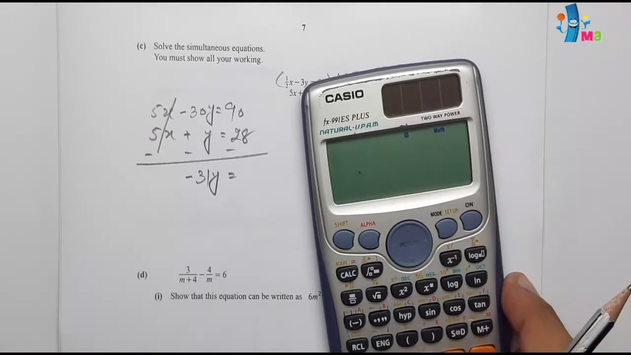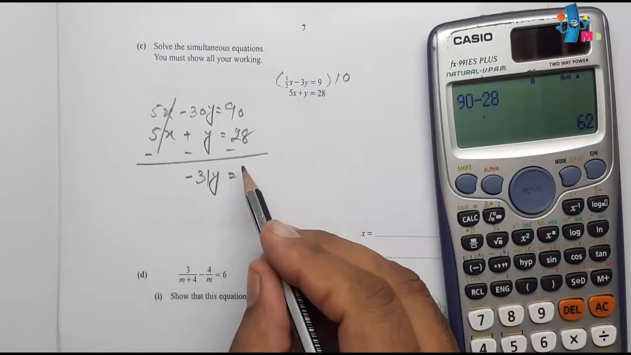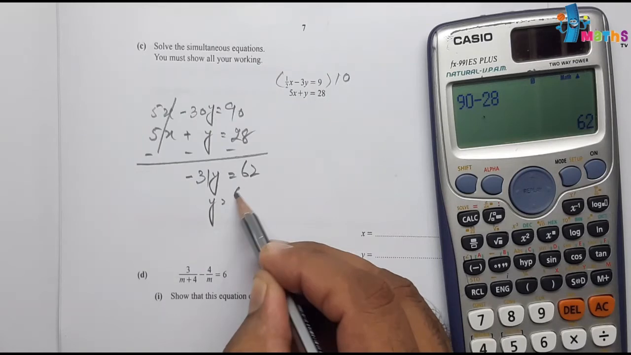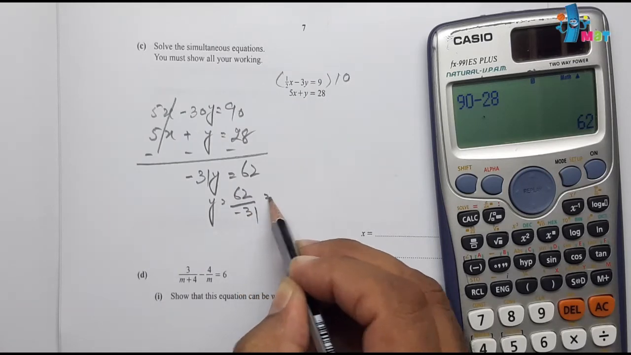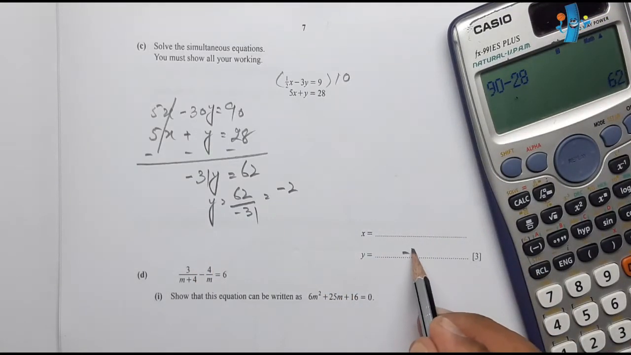So we can use calculator. 90 minus 28 will be equal to 62. So this will be 62. So y will be equal to 62 over minus 31. So this will be equal to minus 2. So value of y is equal to minus 2.